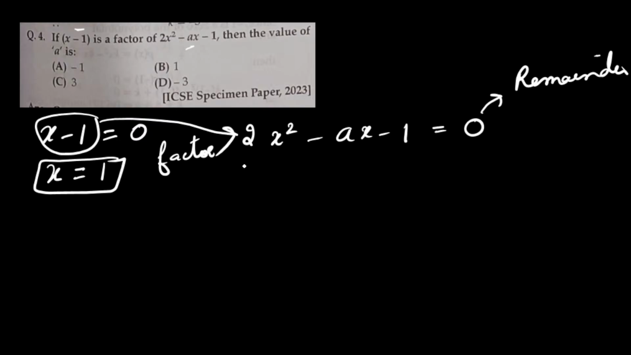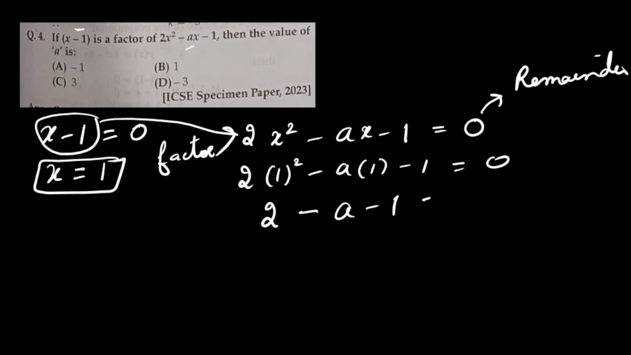Now let's substitute the value of x. So x value is 1. 2 into 1 square minus a into 1 minus 1 equals to 0. So 2 into 1 square is 2 only. A into 1, a. Minus 1 equals to 0. Like terms we can simplify. 2 minus 1, 1, minus a as it is, equals to 0.